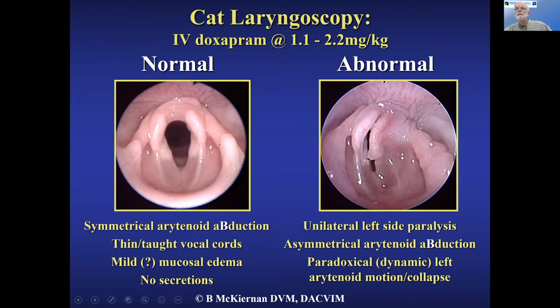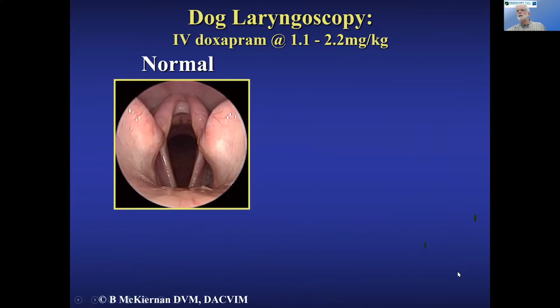The left side is dynamic and abnormal abduction. Okay, so it's collapse on that side. Unilateral laryngeal paralysis in a cat. What does a dog look like?